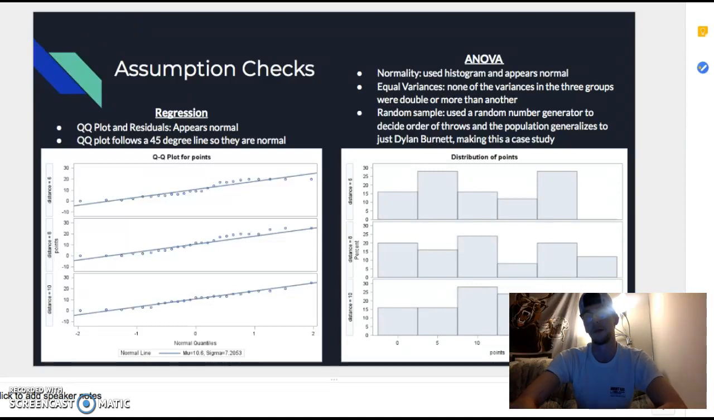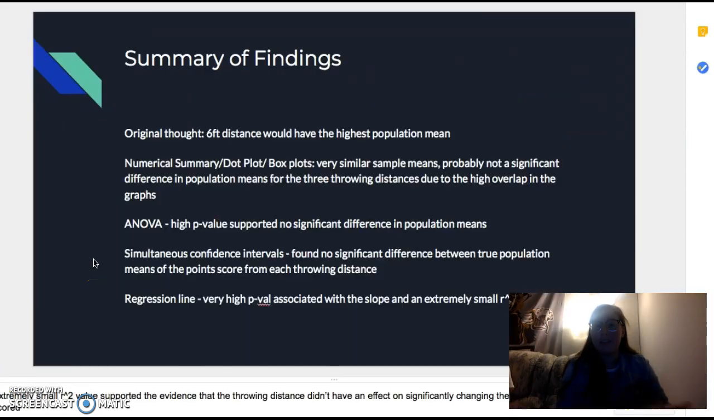So just to summarize everything we found in this experiment, originally we thought that the 6-foot throwing distance would have the highest population mean because it was closer to the board, so there was a higher rate of accuracy there. But after running the numerical summary and looking at the dot plots and box plots, we found that they all had very similar population means, and looking at the distribution of each of the plots, we saw that they overlapped a lot, which led us to believe that there was probably not going to be a significant difference between the population means for the 3 throwing distances.